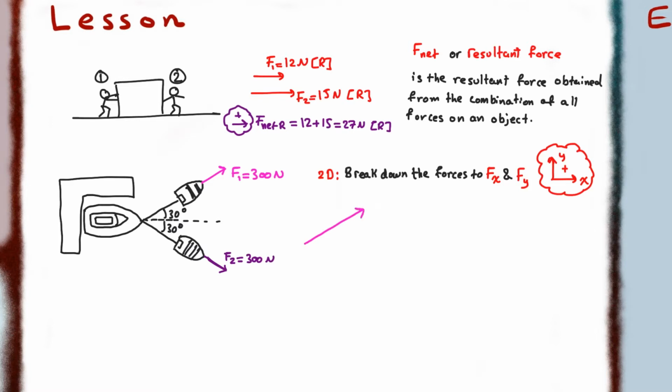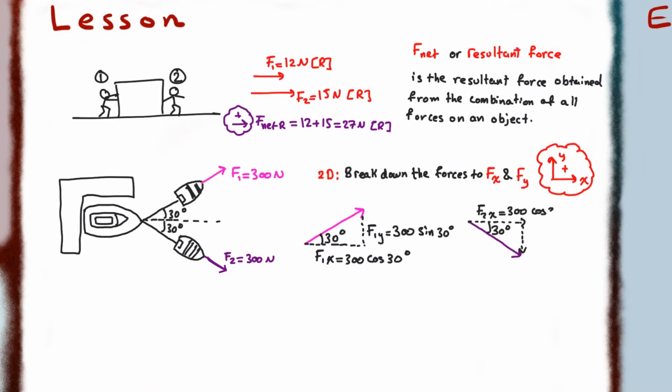Now we're going to draw the two forces individually, and the first force is 300 newtons with an angle of 30 degrees. So the y component is going to be the opposite side, so that's 300 sin 30, and the x component is going to be the adjacent side, which is 300 cos 30. The other force has very similar components. The x component is adjacent, so that's 300 cos 30, and the y component is opposite, so it's 300 times sin 30.